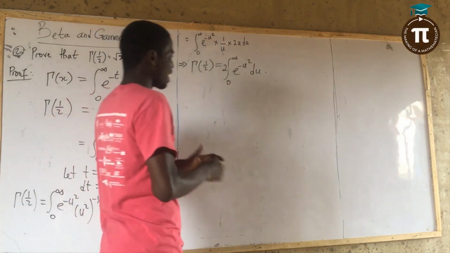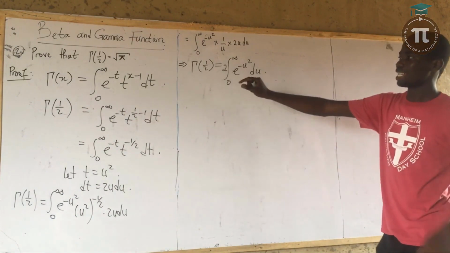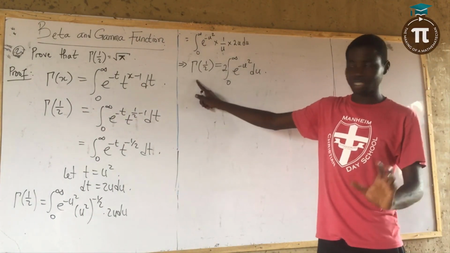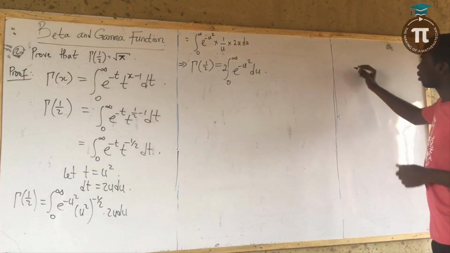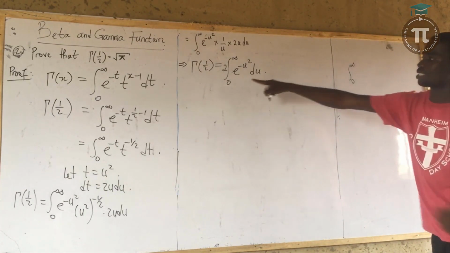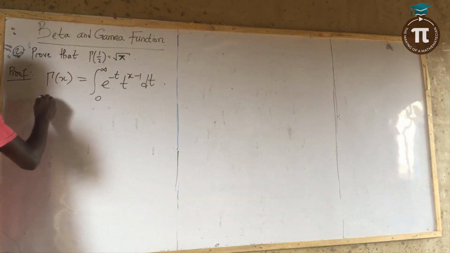So please, there is something you need to take note of here. You need to note that after we are done proving gamma of 1/2 to be root pi, it will be useful later, that the integral from 0 to infinity of e raised to the power minus u squared is needed.